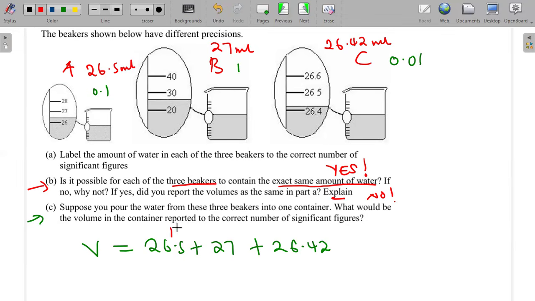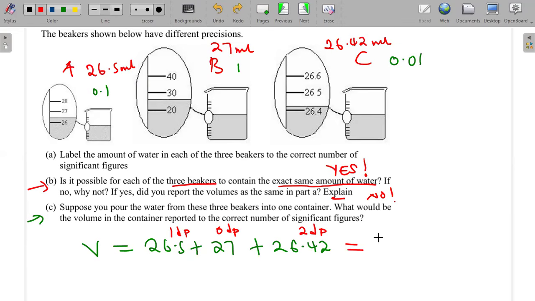So this one has 1 decimal place. This one has 0 decimal places. This one has 2 decimal places. So it means my final answer should follow the one with the least, which is just 0 decimal places. So let me add these things now. So I have 26.5 plus 27 plus 26.42.